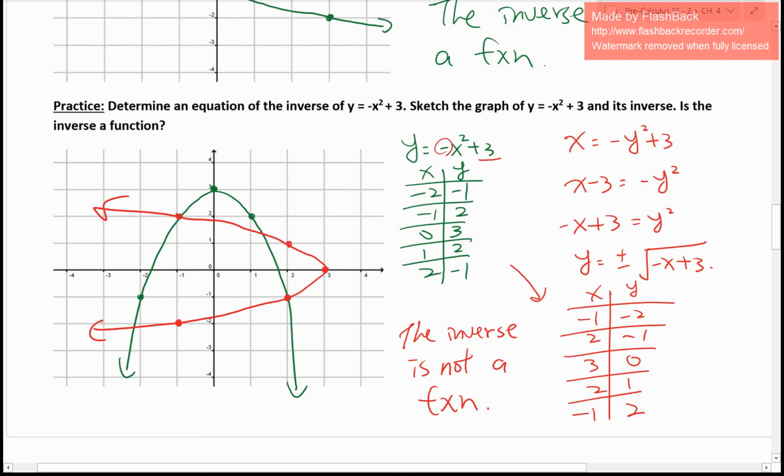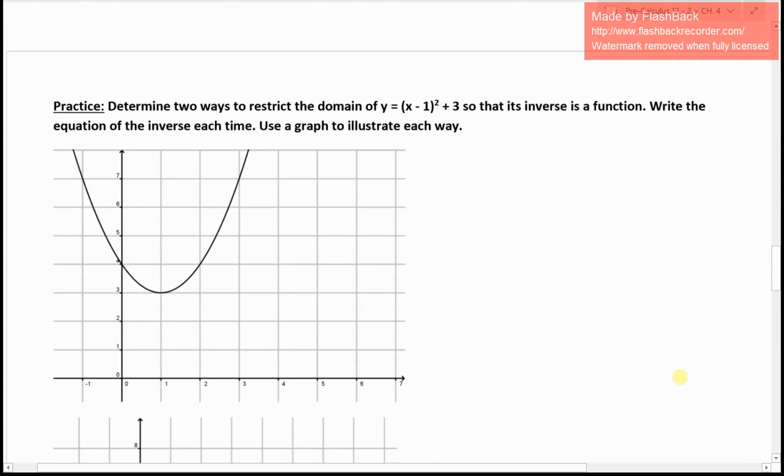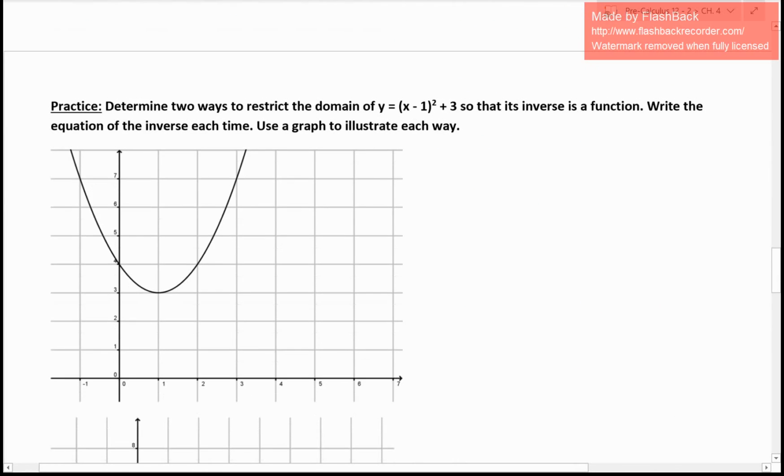Okay, you can see clearly the inverse is also not a function because it fails the vertical line test. So these are not going to be functions for a parabola when you draw the inverse. So then here's the question: how can we restrict the domain? How do we restrict the domain of this parabola so that its inverse is going to be a function?